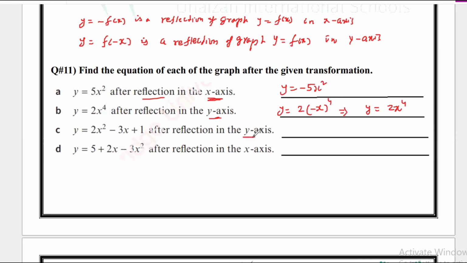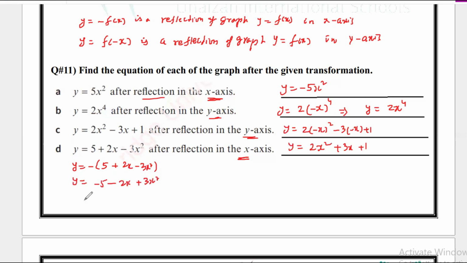Next C part, it is in the y-axis. Again, same idea. Y is equal to 2 bracket open minus x whole square minus 3 into minus x plus 1, which is equal to x square plus 3x plus 1. And here, this is in the x-axis reflection. So we just straight away multiply minus to the right side of the equation or curve, which is 2x minus 3x squared. And this becomes minus 5 minus 2x plus 3x squared, or you can write in ascending or descending order like 3x squared minus 2x minus 5.